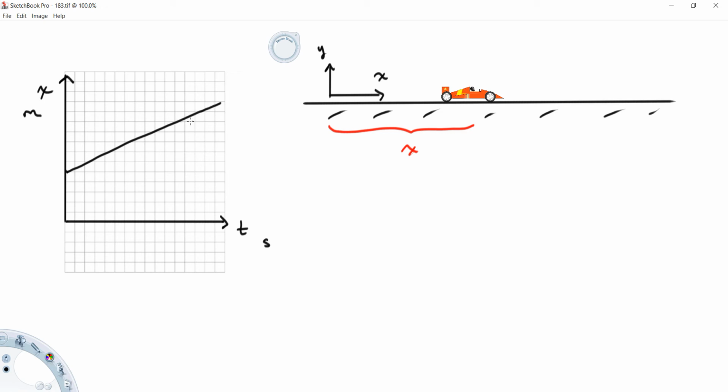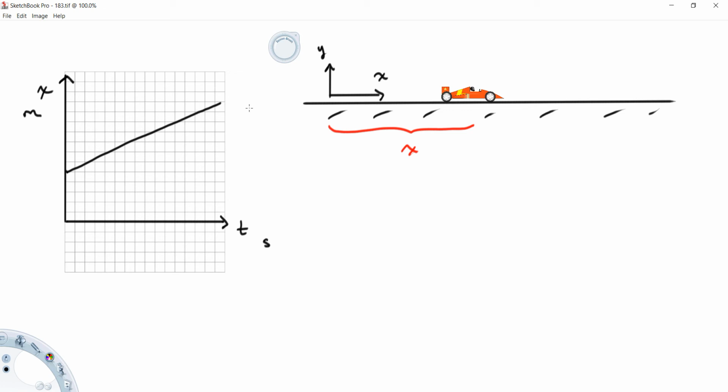Now, let's talk a little bit about slope. You'll notice the slope is positive. The positive slope is indicating that x is getting larger. And because x is pointing to the right, that's actually telling us the direction that the car is moving. That car is moving to the right. And also notice that the slope is not changing.